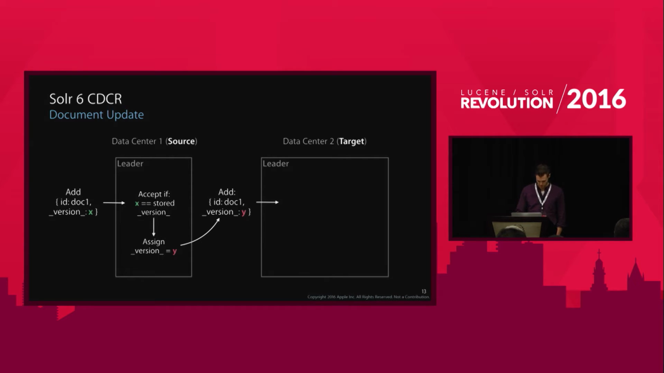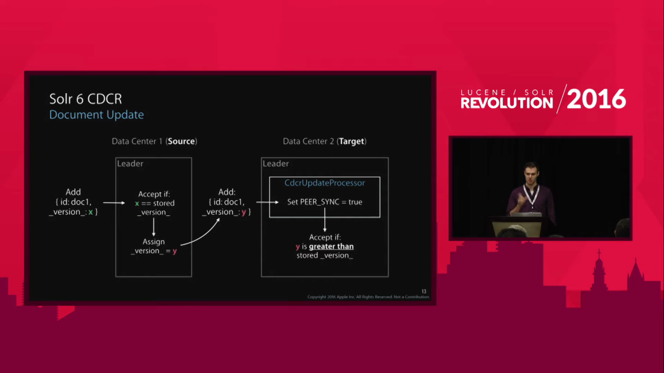So when the update makes it to the target data center, it has a different version from the original request, which is Y. And so here the logic has to be a little bit different on the target. I didn't put this in the previous slide, but there's actually an extra step that's put in the update request processing chain when you're doing the Solr 6 CDCR, which is the CDCR update processor. And it's actually incredibly simple.